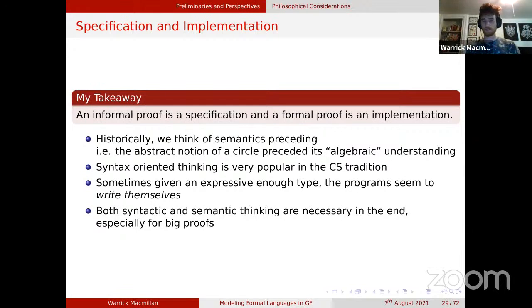So we think of semantics preceding syntax. Like people thought of circles before they had a notion of pi and these formulas to describe circles, or geometrically construct them with rulers and compasses. But we also know that the syntax orientation is pervasive in the computer science and type theory tradition. Sometimes, given an expressive enough type, the programs write themselves, and both syntactic and semantic thinking are necessary in the end, especially for big proofs.